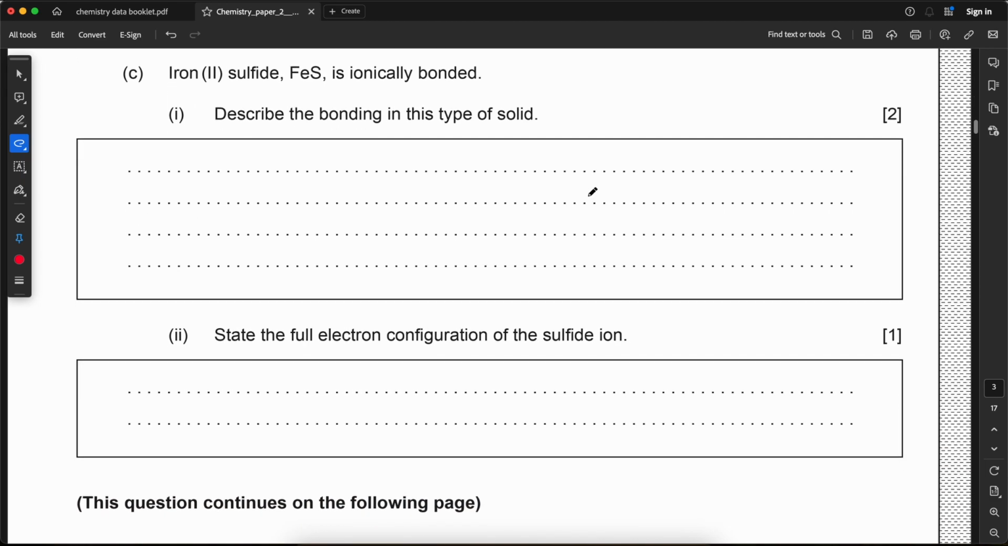Iron(II) sulfide, FeS, is ionically bonded. Describe the bonding in this type of solid. It's electrostatic attraction between oppositely charged ions, between Fe2+ and S2-, or metal with non-metal.